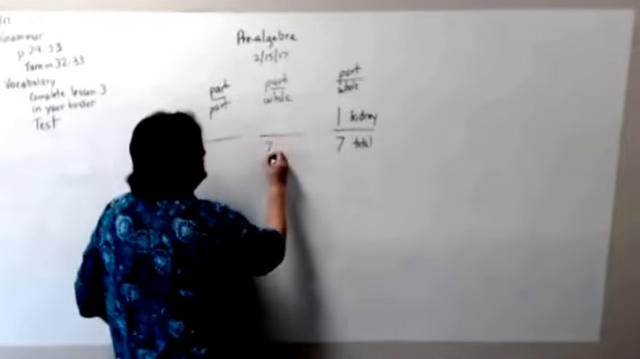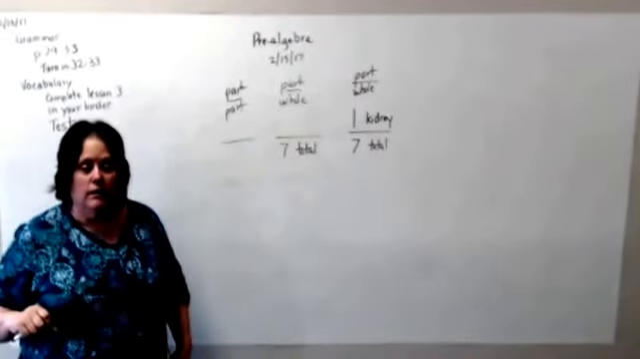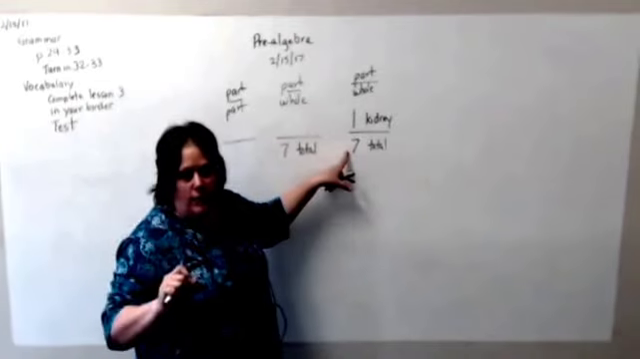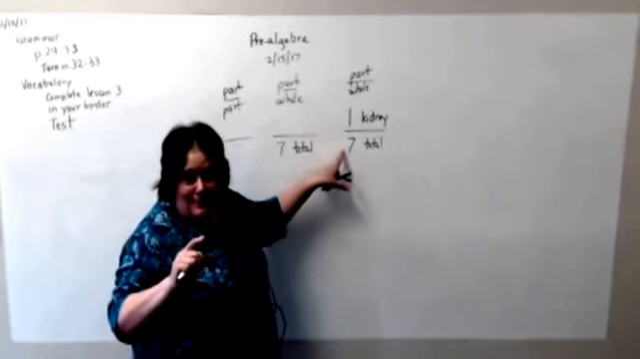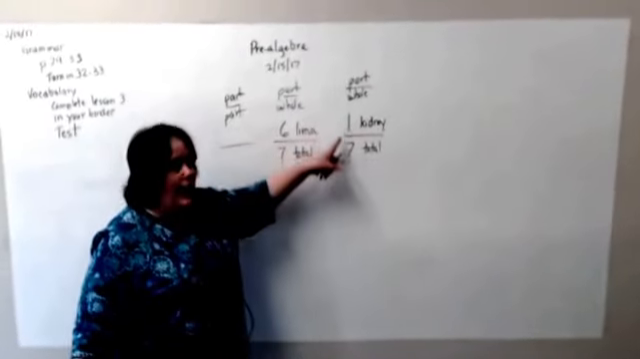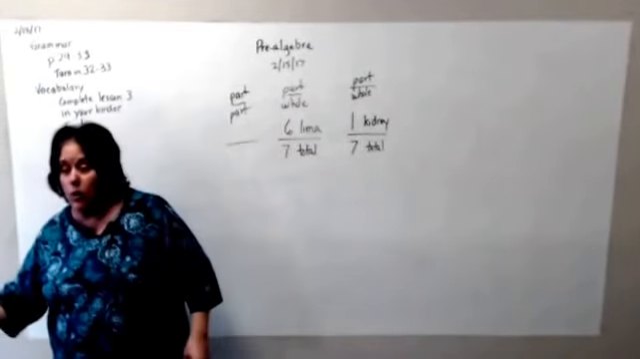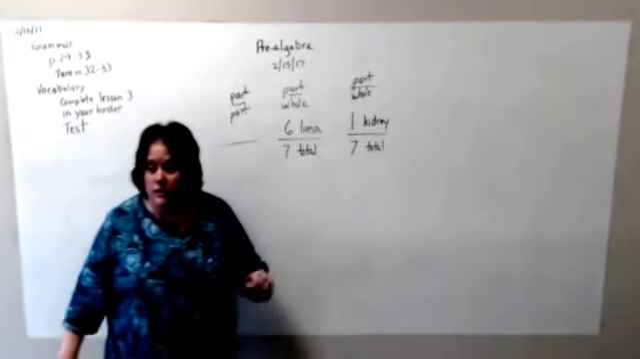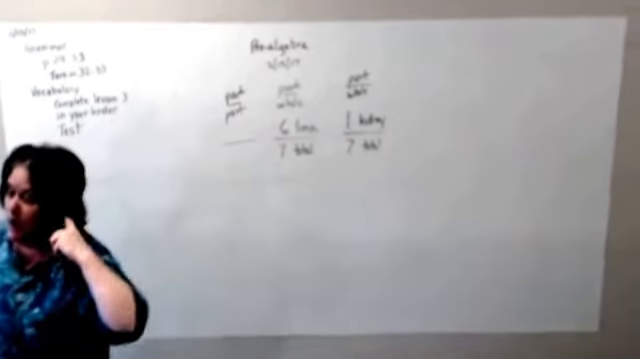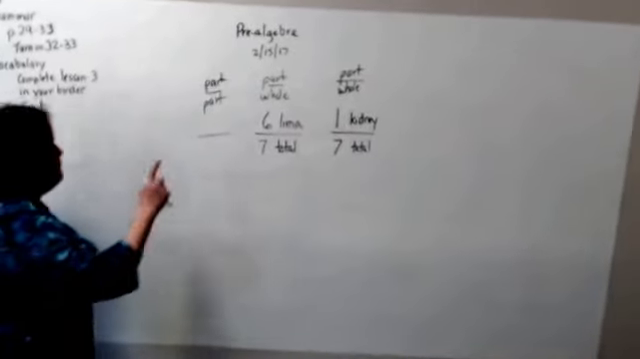Well, the whole is still going to be 7 total, isn't it? But how many of those are lima beans, Allie? 1 out of every 7 is kidney and all the rest of them are lima. So 6. That's right. 6 out of 7 are lima beans. Because if 1 out of 7 are kidneys and all the rest, then we have 6 more, right? Because 6 and 1 equal our total of 7. 6 of them out of the total are lima, 1 out of the total are kidney. That was a tricky one, wasn't it? Yeah. Now, Allie, what's my part to my part?